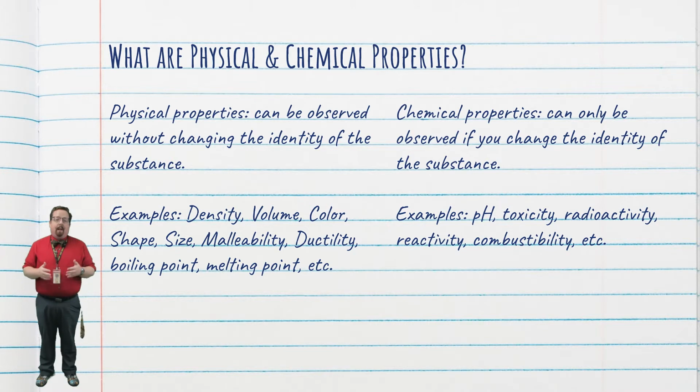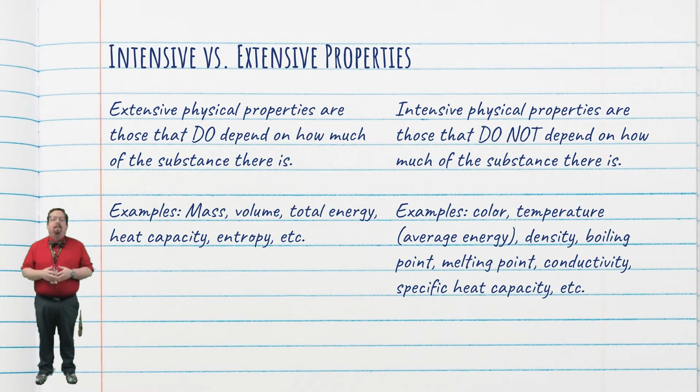Chemical properties, on the other hand, can only be observed if you change the identity of the substance. In other words, your substance must undergo a chemical change in order to observe a chemical property. Some chemical properties are pH, which tells us whether it's an acid or a base, toxicity, which means is it toxic to living organisms, radioactivity, does its nucleus release particles, reactivity, what other substances does it react with, and combustibility, will it catch fire?